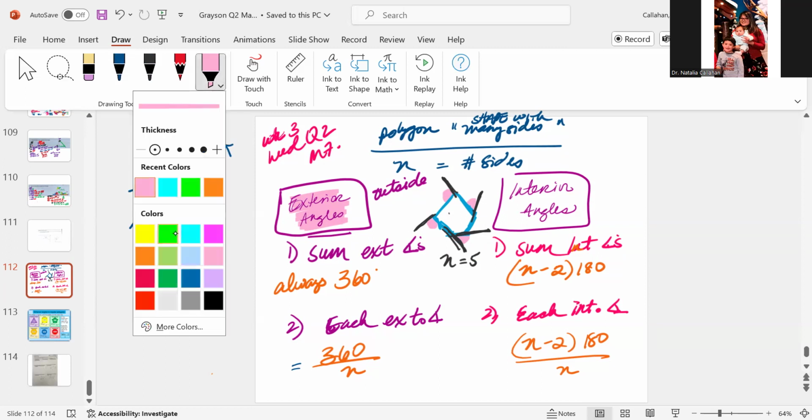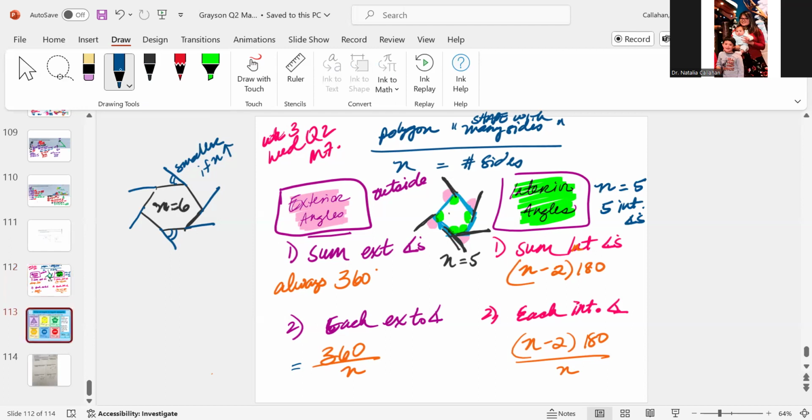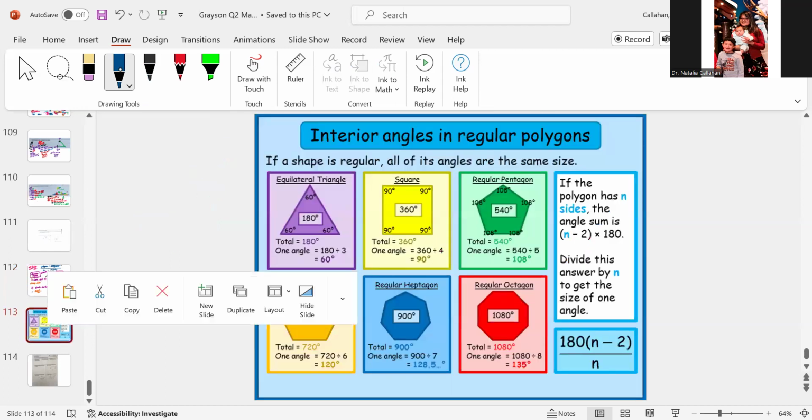Interior angles. Interior angles are going to be the angles on the inside. So grab your color. These are the interior angles. Okay. And this is determined by the number n. If n equals 5, there are going to be 5 interior angles. Does that make sense? If you have n equals 6, there are going to be 6 interior angles. Does that make sense? Do you have the 4 formulas? You need those. Do you understand? Okay.